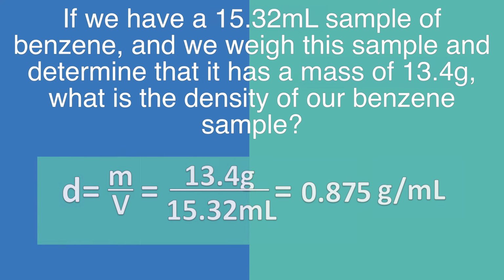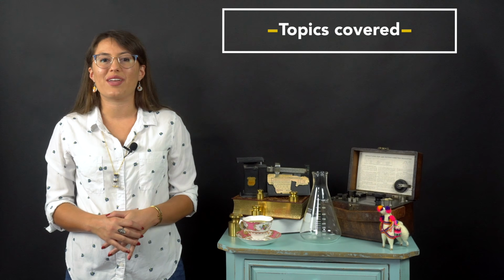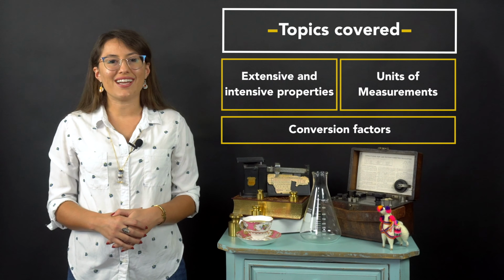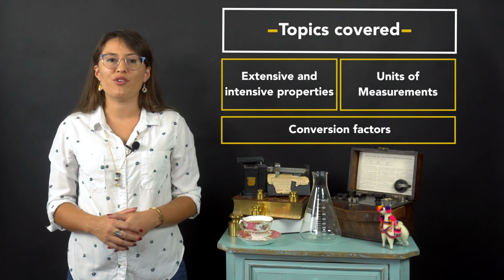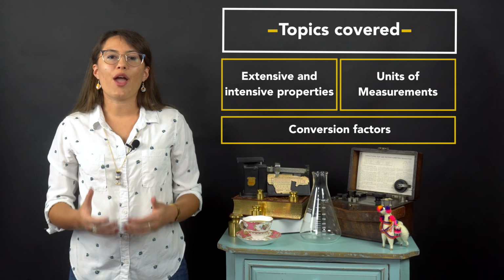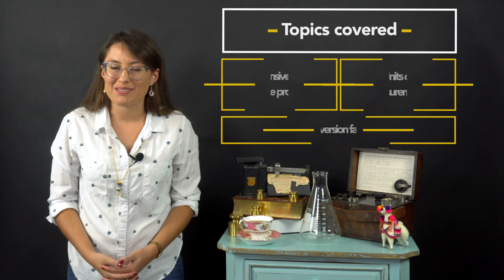0.875 grams per milliliter. As a review, today we discussed the difference between extensive and intensive properties, the SI unit system, and learned some important conversions and equations. I hope this discussion measured up to your expectations.